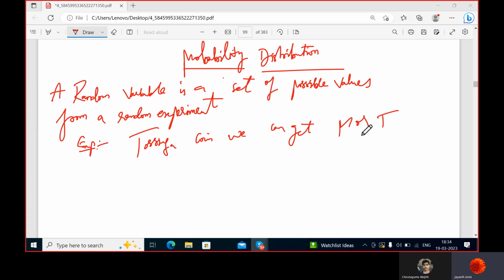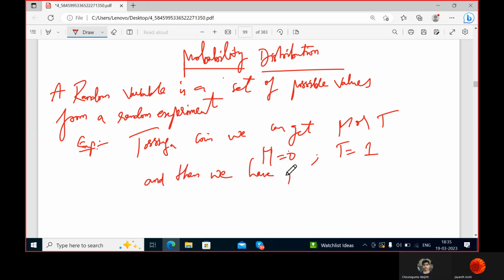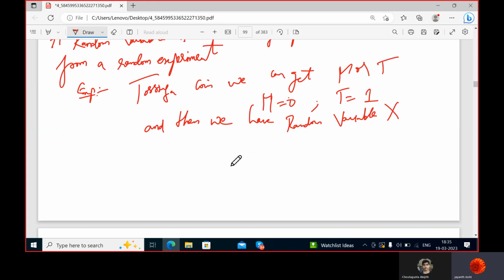So tossing a coin, we get head or tail. Fine. So let's keep head equal to 0 and tail equal to 1. Then we have random variable x. So we have random variable x in what way? I'll show you that.